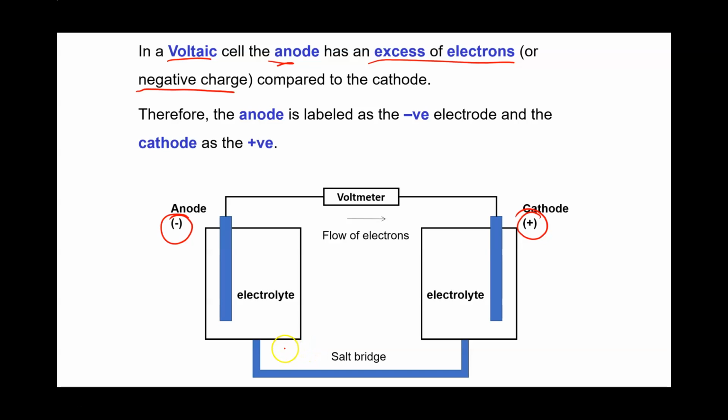So the anode is labeled as the negative electrode, and anions move towards the anode, but electrons move away from the anode. The cathode is labeled as the positive electrode, and cations move towards the cathode, and electrons also move towards the cathode. At the anode, we're losing electrons, so it is in the anode compartment that oxidation is occurring. At the cathode, we are gaining electrons, so it is at the cathode that reduction is occurring.